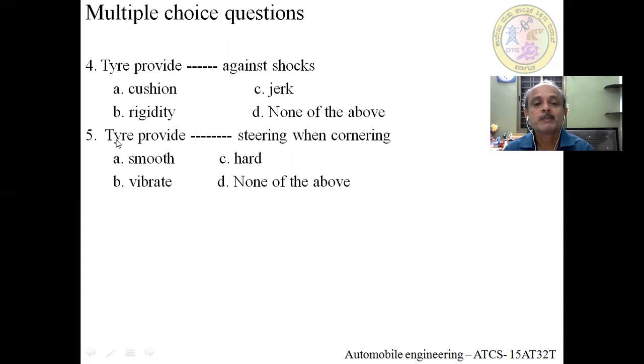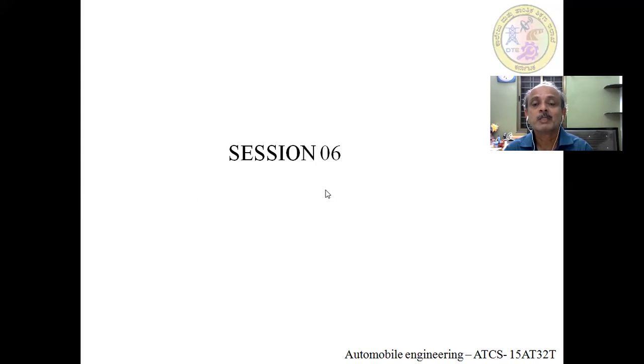Next, fifth question is, tire provides dash steering when cornering. A is smooth, B vibrate, C hard, D none of the above. So question number 5. Tire provides smooth steering, it is called. Answer A is smooth. Tire provides smooth steering when cornering. That is very important. So these are the simple multiple choice questions what we have studied.